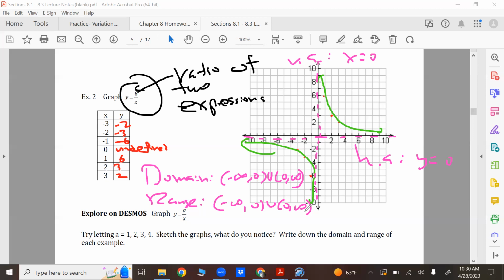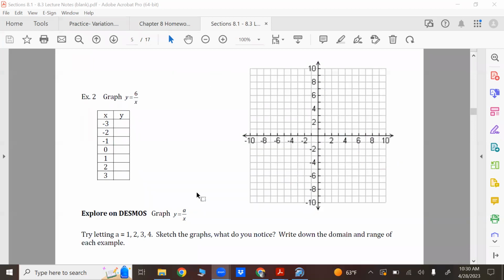I prefer you put the union, because you're going to have to make that a habit in pre-calculus and calculus, because that's the expectation. Yeah, I would prefer you put the union just to get used to it. All right, let's move on. Let's do some more practice.